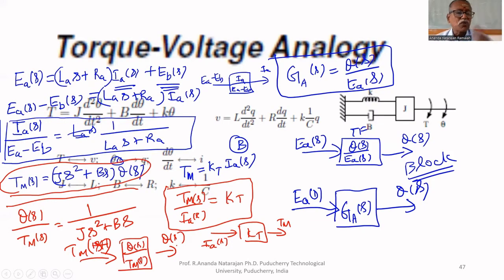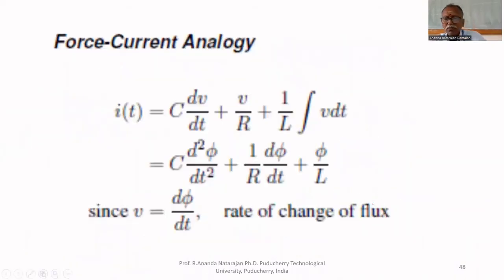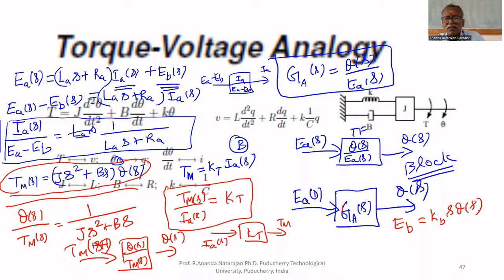So if we combine all these together, one more equation is there. That is for KB. What is EB equal to? EB equal to KB S theta of S. Now how many blocks have we got? For EB, we have to get one more block. EB equal to KB S theta of S.